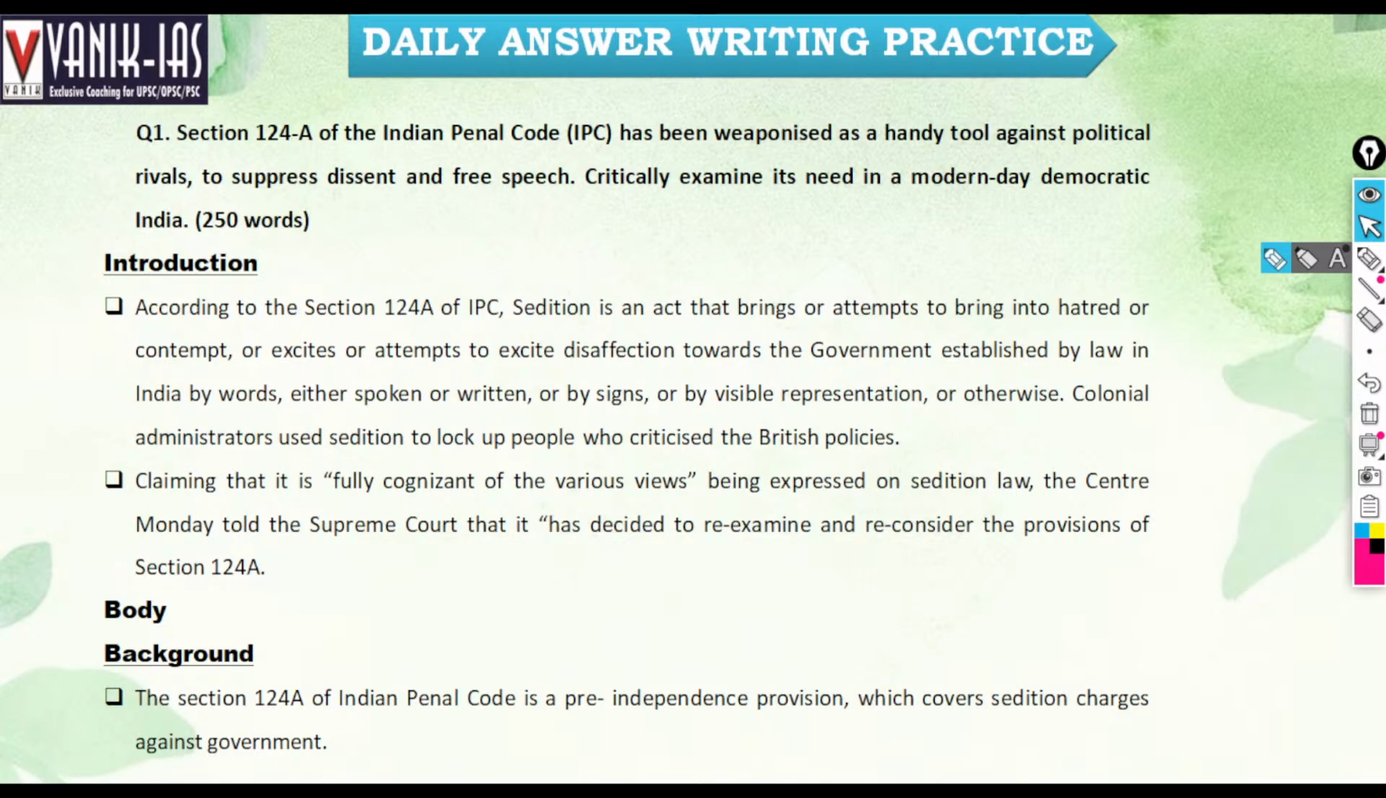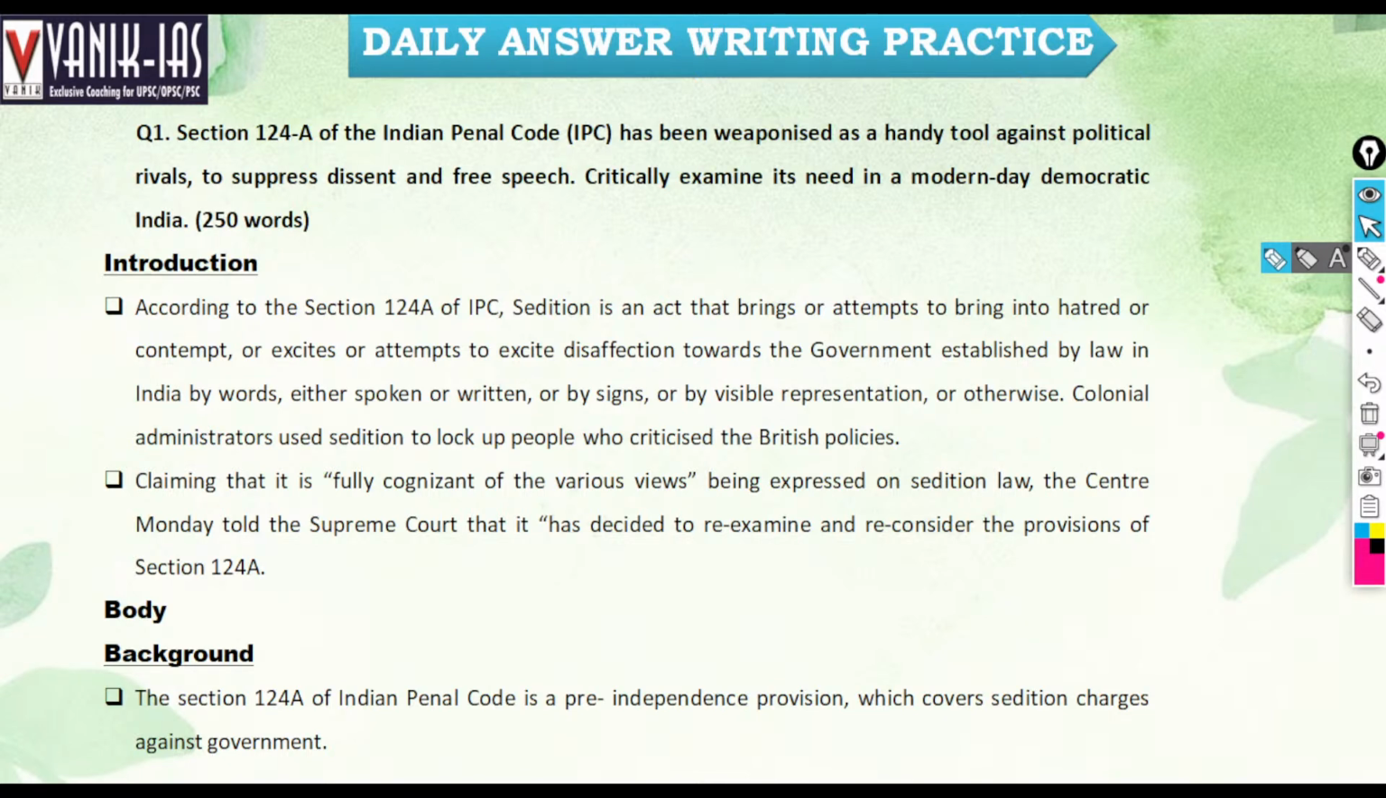Okay, Section 124A of the Indian Penal Code has been weaponized as a handy tool against political rivals. That's the main question: to suppress dissent and free speech, critically examine the need in modern day democratic India. See this Section 124A. It is a colonial law to punish our freedom fighters. It was used against freedom fighters, and now it has been widely used by the state governments, and in many cases they misutilize it.